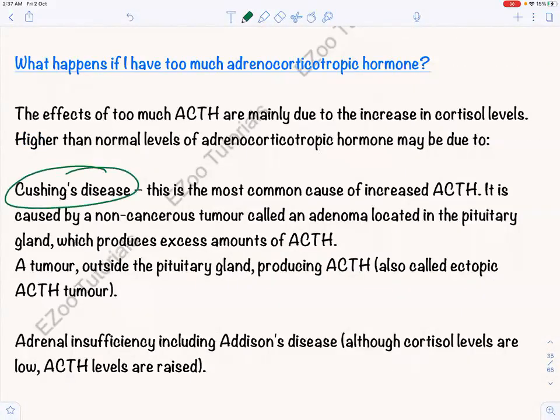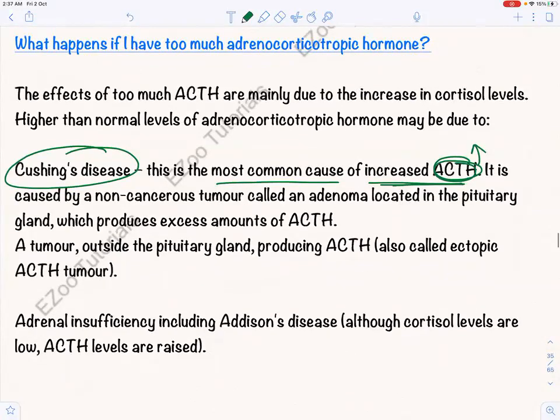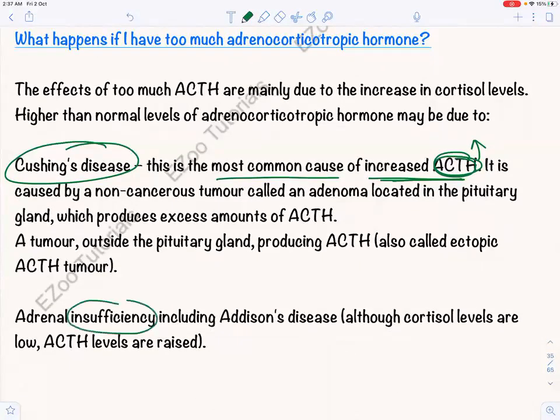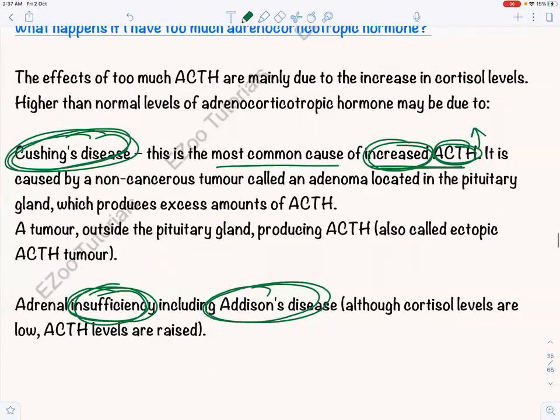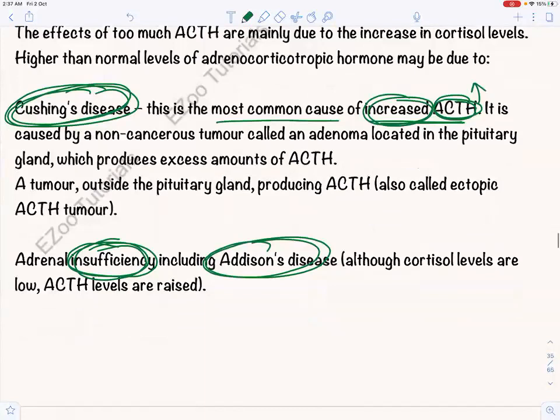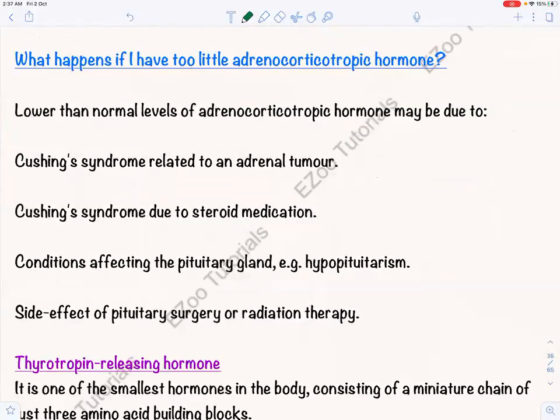Read about Cushing's disease. This is most commonly caused by increased ACTH. So ACTH is getting increased, right? And with increased ACTH, what happened? Cushing's disease. And with low ACTH, what will happen? Addison's disease. So you have to read all about it. I have told you everything. Whatever is needed, I have told you. This is just for your reading.